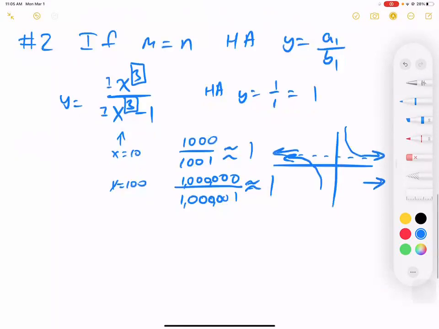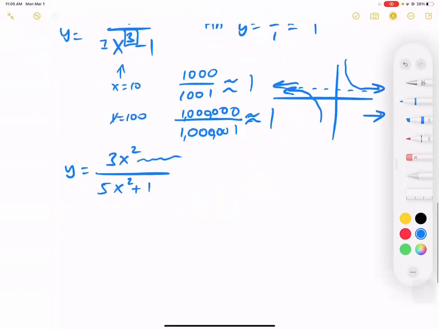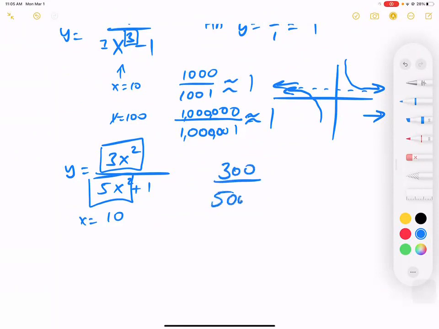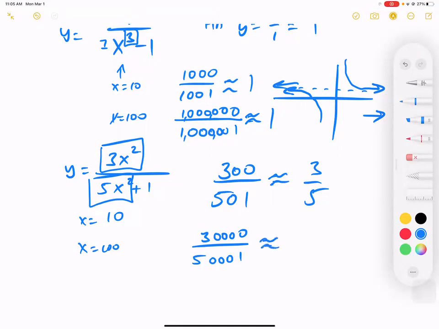Now, what if the numbers changed? If I said y is equal to 3x squared over 5x squared plus 1, okay? Again, this could be filled with a bunch of other stuff. We're keeping it simple just so you guys can see the illustration here. The biggest bully is going to be 3x squared and 5x squared. Now, if I plug in 10, x is 10. This would be 300 divided by 501. What is 300 divided by 501? That's pretty darn close to 3 over 5. What if we say x is 100 now? That's going to be 30,000 over 50,001. Isn't this even closer to 3 over 5?